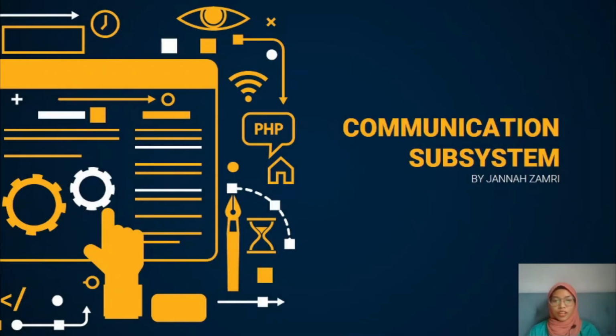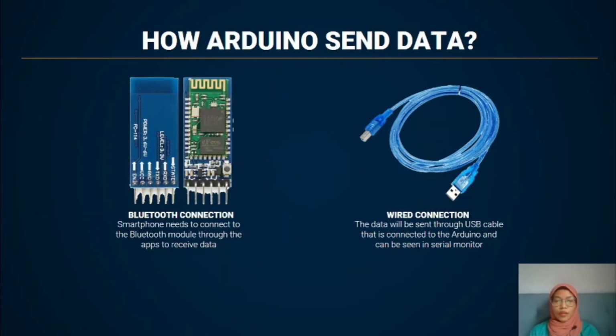Hello guys, it is me again, Jana Zamri, the manager of this project as well as the FlyFM company. I will explain to you about the communication subsystem which is used in this flight display. The primary goal of the communication subsystem is to provide a link to relay data findings and send commands to and from the satellite. So how does this Arduino send data in this project?